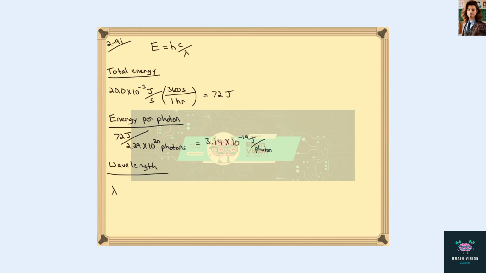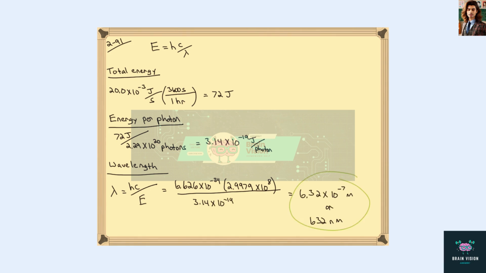The wavelength can then be calculated by taking this equation and rearranging it to solve for lambda. Lambda equals hc over E. H is Planck's constant, 6.626 times 10 to the negative 34. C is the speed of light, which is also a constant, 2.9979 times 10 to the 8, divided by the energy per photon that we just calculated, 3.14 times 10 to the negative 19. We get 6.32 times 10 to the negative 7 meters as our wavelength, or 632 nanometers.